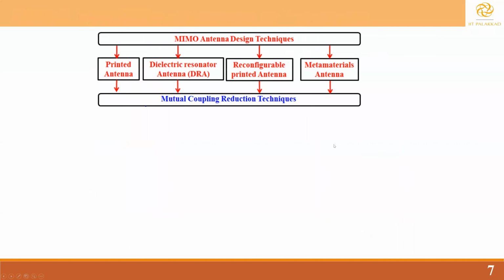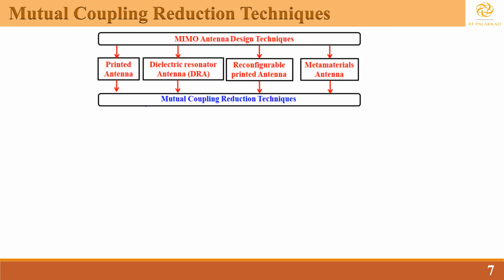Now, let us begin with what different techniques are available. Say I would like to reduce the mutual coupling for MIMO applications. For MIMO antenna design, there are different methods. One can take a printed antenna, a DRA (dielectric resonator based antenna), a reconfigurable antenna, or a metamaterial based antenna. Irrespective of the antenna, if you are working towards MIMO, your main concern is mutual coupling reduction techniques. What kind of techniques are you going to use?